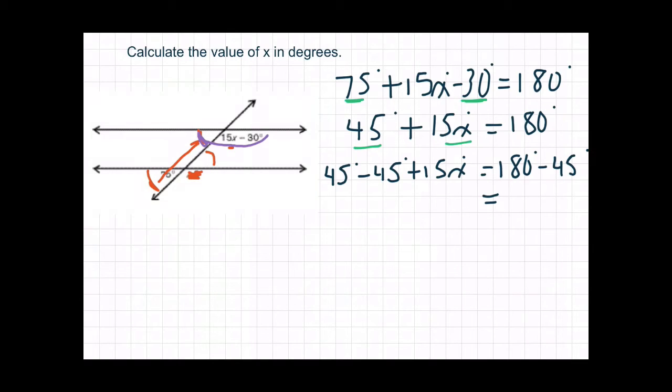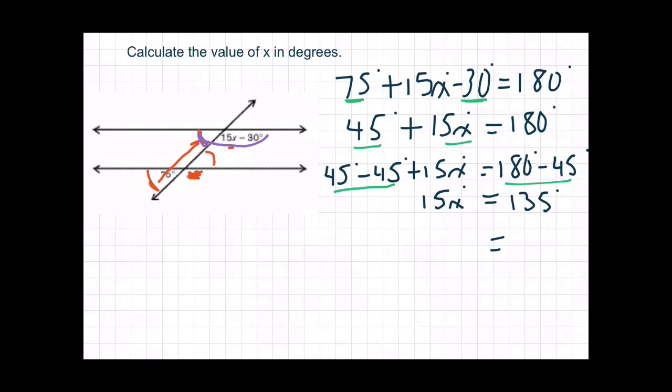All right, so next I notice I can gather like terms again, and these guys basically are the zero principle, so I'm left with just 15x degrees. On the right hand side, I have 180 minus 45. So if I take 180 and I subtract 45, I get 135 degrees.